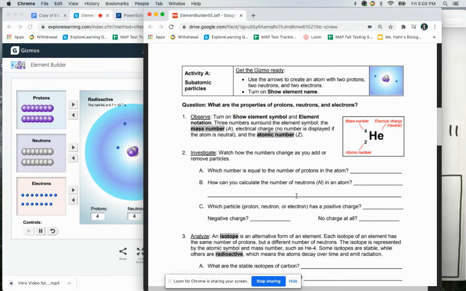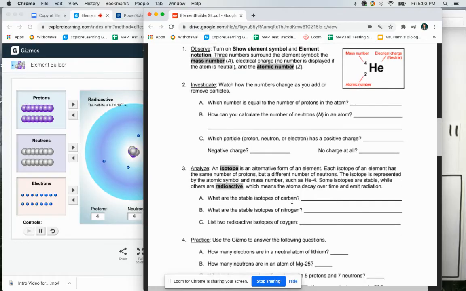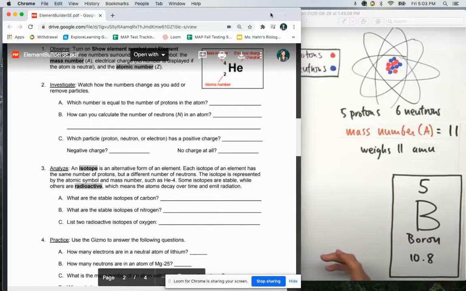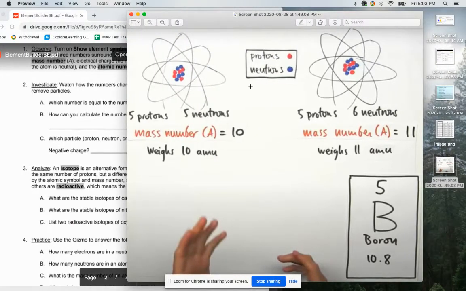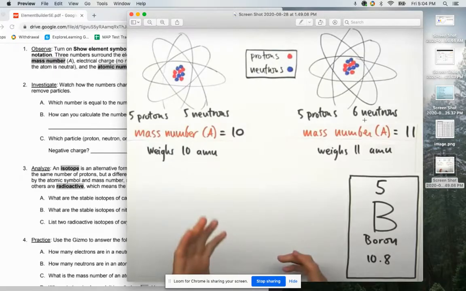Okay? So here, an isotope is an alternative form of an element. So for example, here are 2 isotopes of boron. Boron should have 5 protons. So this is boron and this is boron, but the neutrons are different. And so when the neutrons are different, we call that an isotope. They're not changing what the element is, but it's changing the mass.